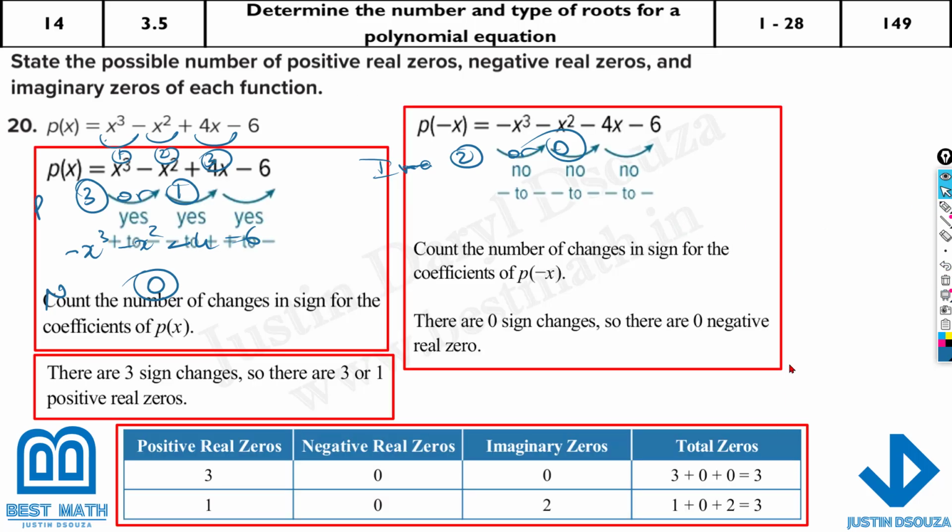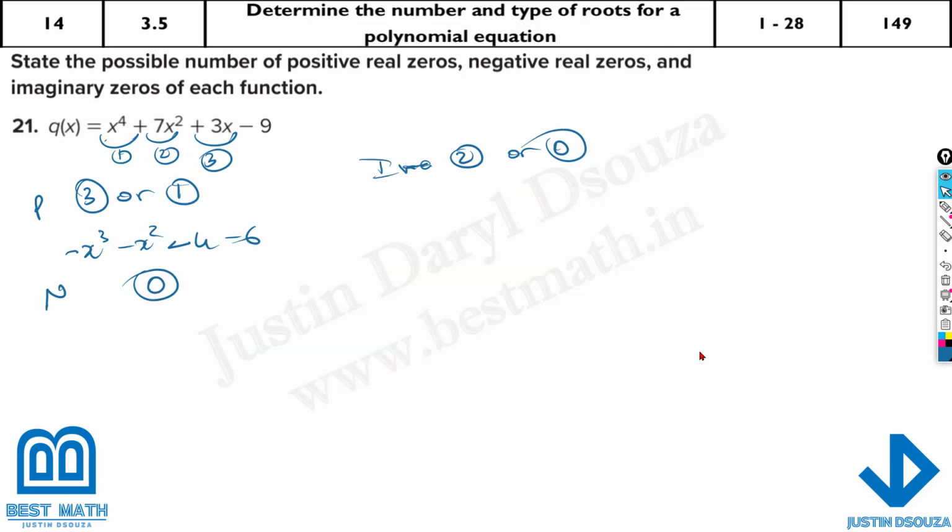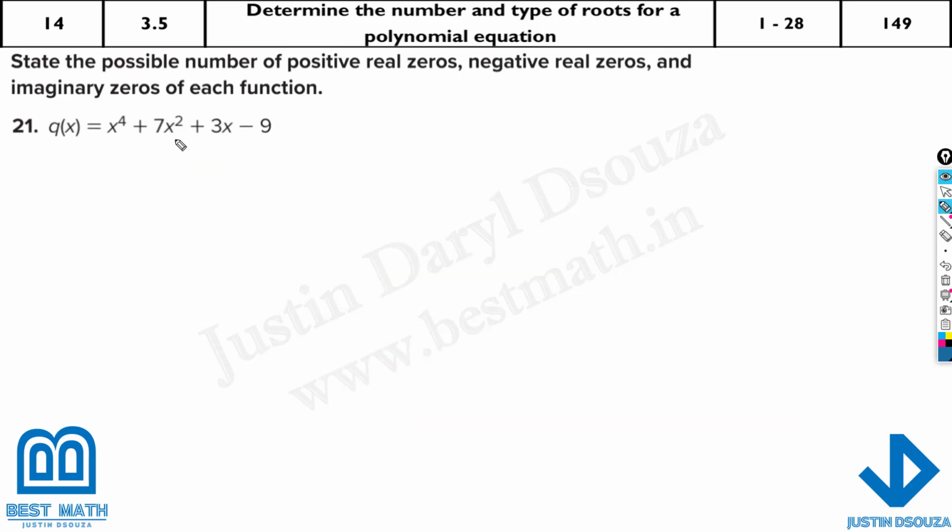Now let's look over here. That's the solution. It's 3 or 1, 0, or 2 or 0. Now we are at power 4. We can't do this in the calculator. We have to use Descartes' rule.